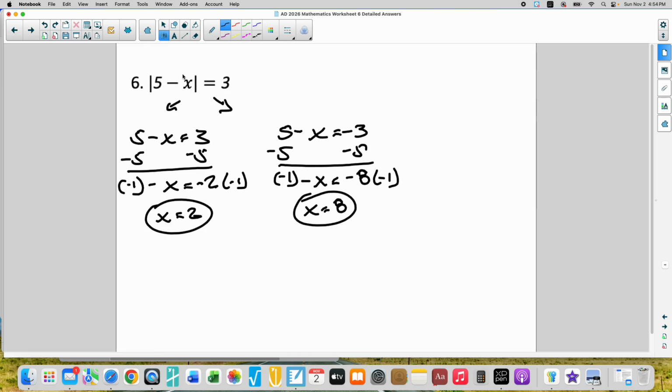If we plug in a 2, we get 5 minus 2 is 3. Absolute value of 3 is 3. 5 minus 8 is negative 3. Absolute value of negative 3 is 3. So these two solutions work.